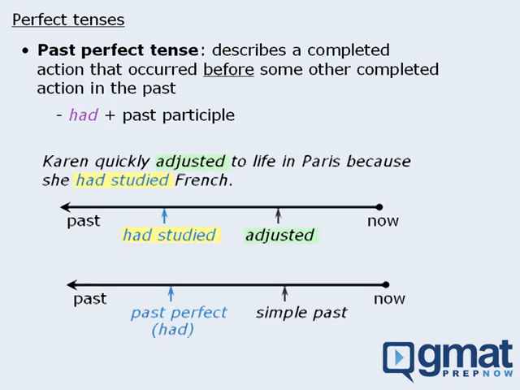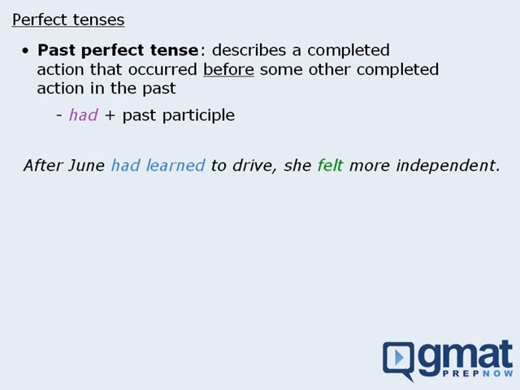All right, let's look at some more examples beginning with this one. After June had learned to drive, she felt more independent. Here we have two completed actions that occurred in the past: June learned and June felt. Since had learned is in past perfect tense form, we know that this action occurred before the other action.